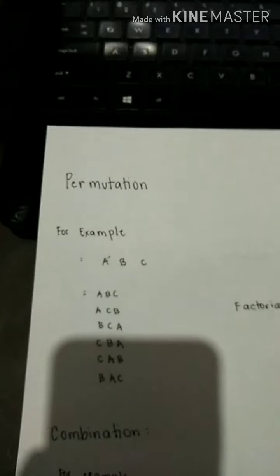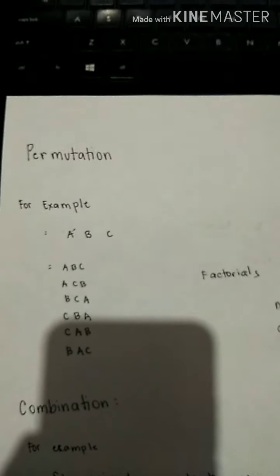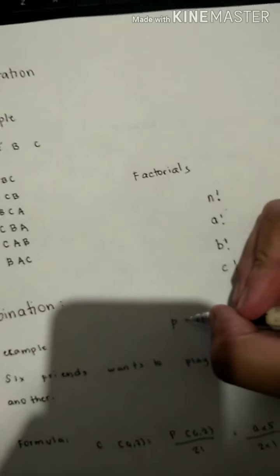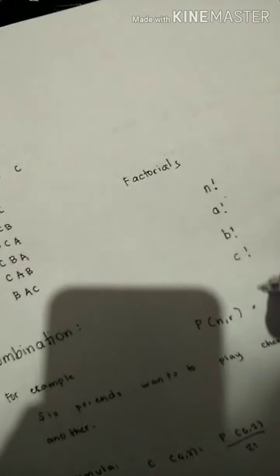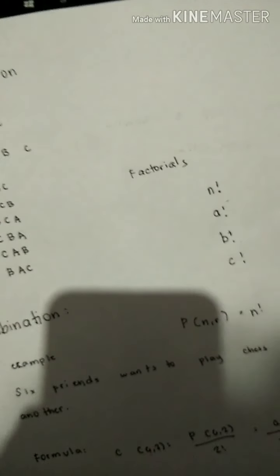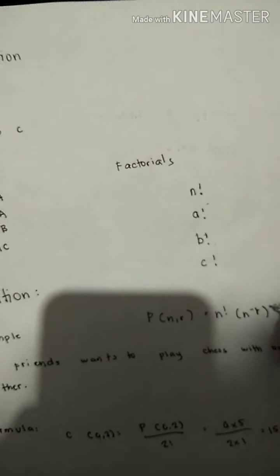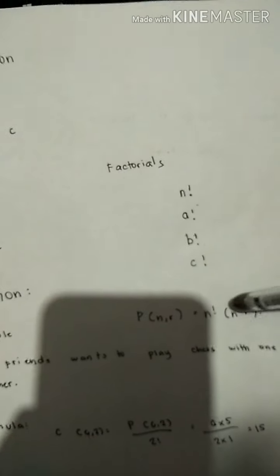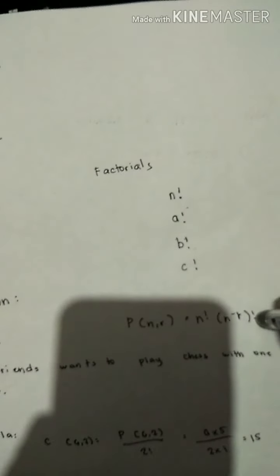One could say that a permutation is an ordered combination. The number of permutations of objects taken r at a time is determined by the following formula. This formula is n factorial over (n minus r) factorial.